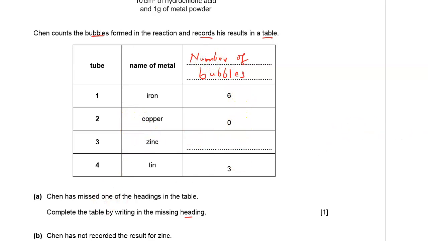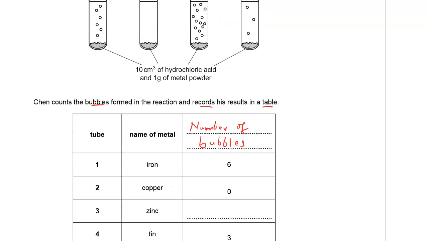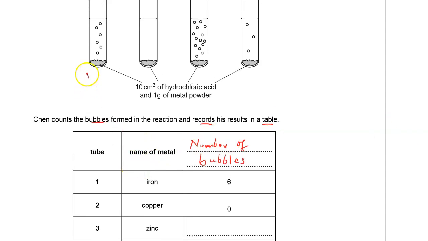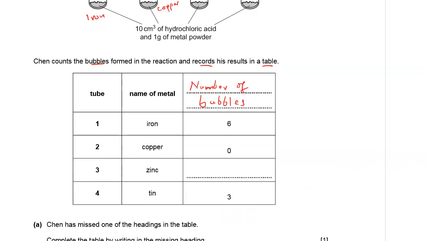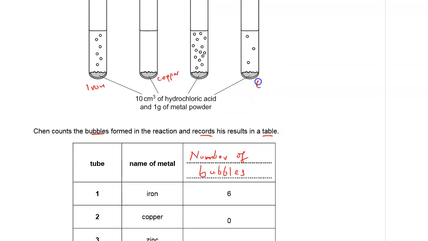So part B, Chen has not recorded the results of zinc. Complete the table by writing the results of zinc. Come back to this table here. You can see iron is 6 bubbles, so this must be iron right there. Copper has got 0 bubbles, so this must be copper. And then, of course, tin has got 3 bubbles, so this must be tin. Therefore, this must be zinc.